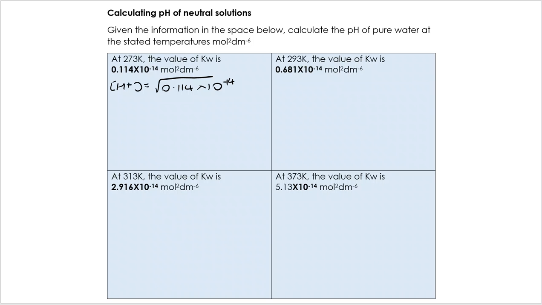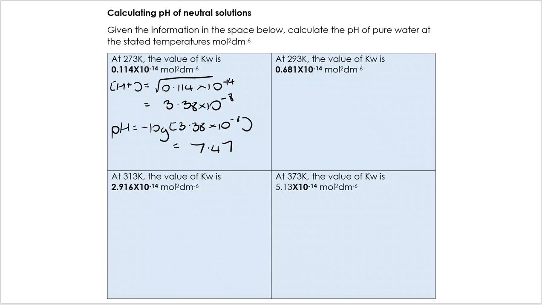So on this one, my H plus is going to be the square root of 0.114 by 10 to the negative 14, which gives me a value of 3.38 by 10 to the minus 8. If I substitute that into my pH expression, I actually get a pH of 7.47 for pure water if we do it at 273 K. That's 0 Celsius, freezing point of water.